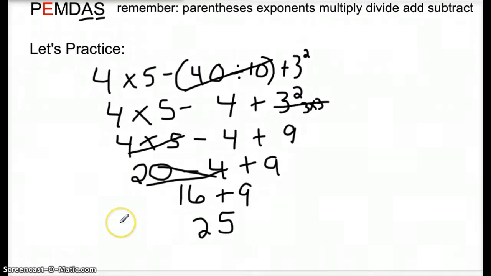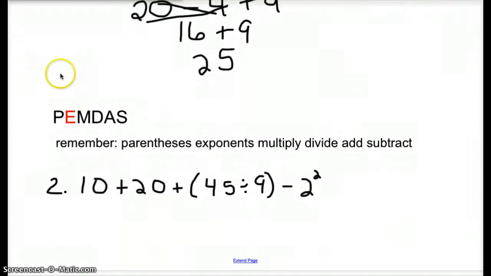We're going to practice some more. Make sure that you're using your journal to do the next 2 problems. Here's your next problem. Try this one in your journal. 10 plus 20 plus, in parentheses, 45 divided by 9, minus 2 squared. Go ahead and pause the video and work on this problem.